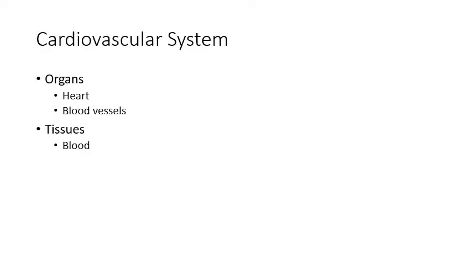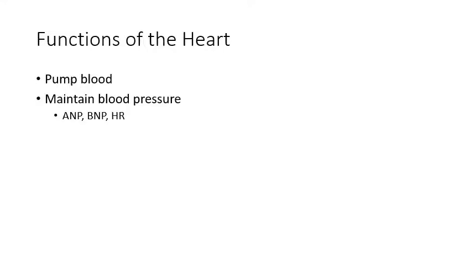So the heart is one of the major parts of the cardiovascular system. Just to review, the cardiovascular system includes the heart and the blood vessels. Those are the organs, and it also has a tissue, which is blood. The functions of the heart are basically to pump blood. That's the main function, but it also functions in maintaining blood pressure.